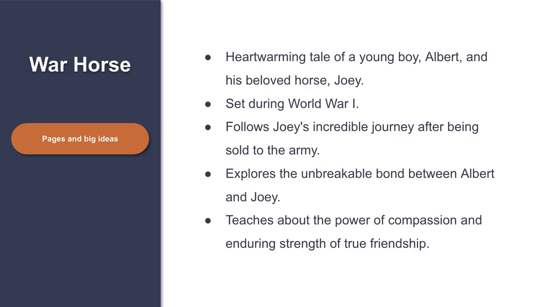Warhorse by Michael Morpurgo is a heartwarming tale about a young boy named Albert and his beloved horse Joey. Set during World War I, the story follows an incredible journey of Joey, who is sold to the army and ends up on the front lines of the war. Despite the challenges they face, Albert and Joey's unbreakable bond is at the heart of the story. It's a touching and inspiring story that teaches us about the power of compassion and the enduring strength of true friendships.